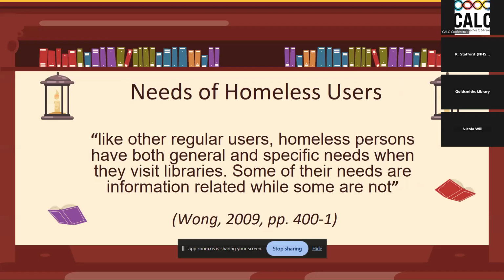The fact is that homeless people often need the same things as we all do, right? They're human beings first and foremost. So Wong says, like other regular users, homeless people have both general and specific needs when they visit libraries. Some of the needs are information related and some are not. And I think that applies to all of us. And when their information needs are considered, they're generally found to be kind of the same as any other user.